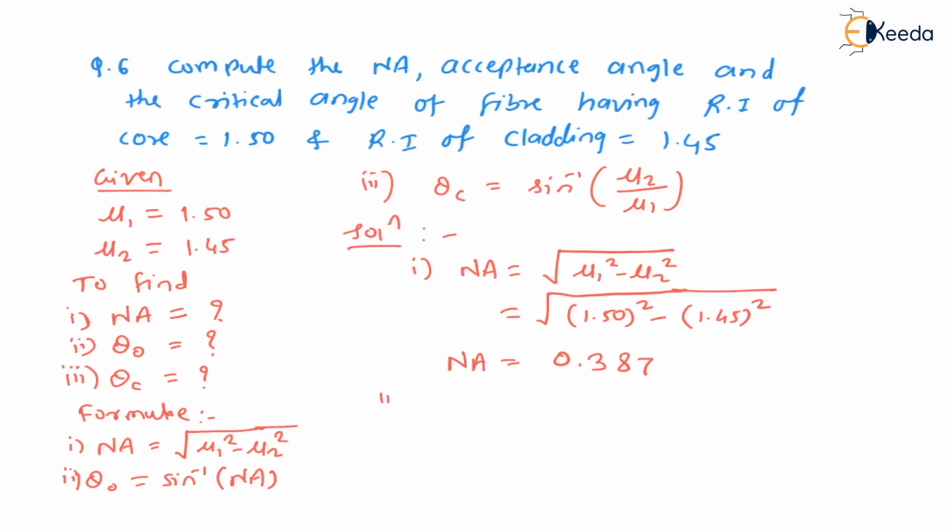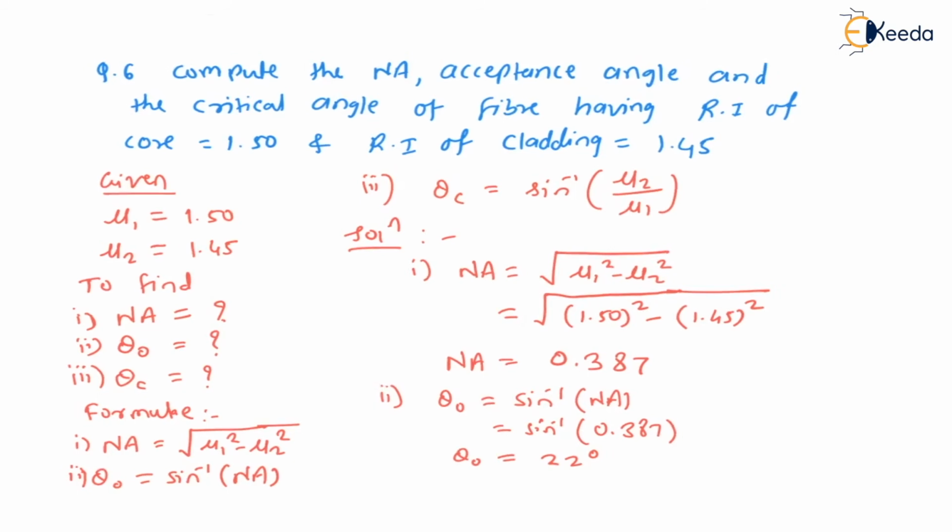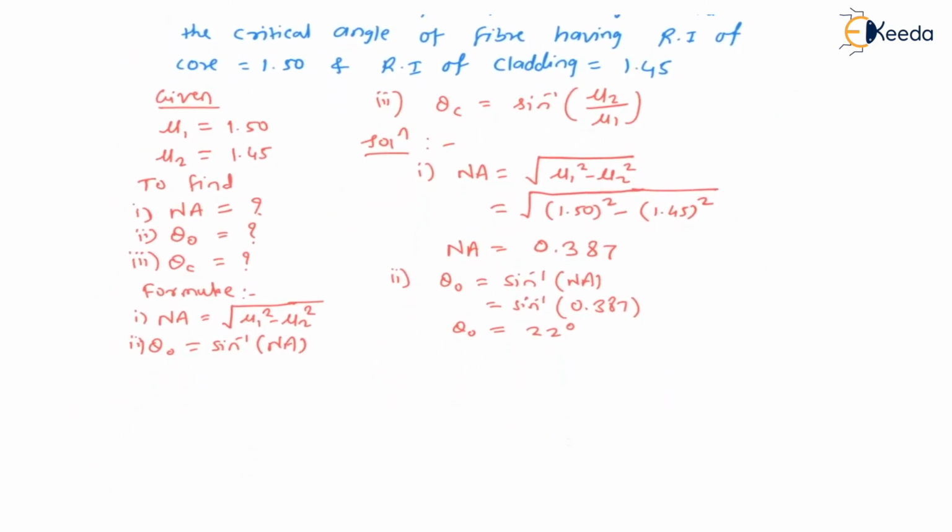Now we'll go for the second one, that is the acceptance angle, theta naught is equal to sine inverse of NA. So it's quite simple. It is sine inverse of 0.387, and the answer is approximately 22 degree. So this is theta naught. Here again we'll go for the third one.